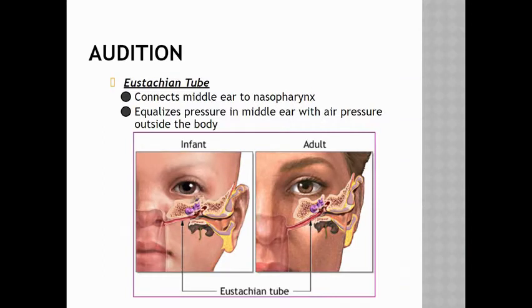There's also the eustachian tube. The eustachian tube connects the middle ear to the nasopharynx. The job of the eustachian tube is to equalize pressure in the middle ear with the air pressure outside the body.